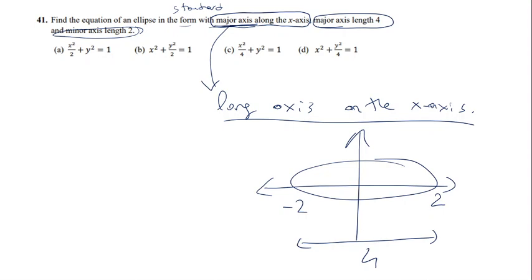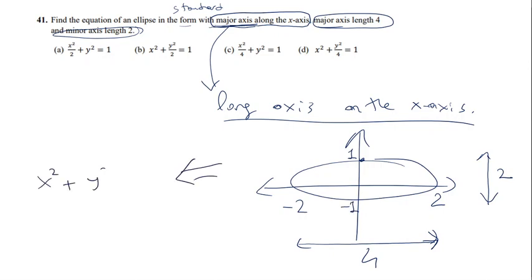Now the minor axis has length 2. Since it's symmetric, it will be 1 and minus 1. Now it's easy to write the equation. For x we have 2 squared, and for y we have 1 squared, the y-intercept. So it will be x squared over 4 plus y squared equal to 1.